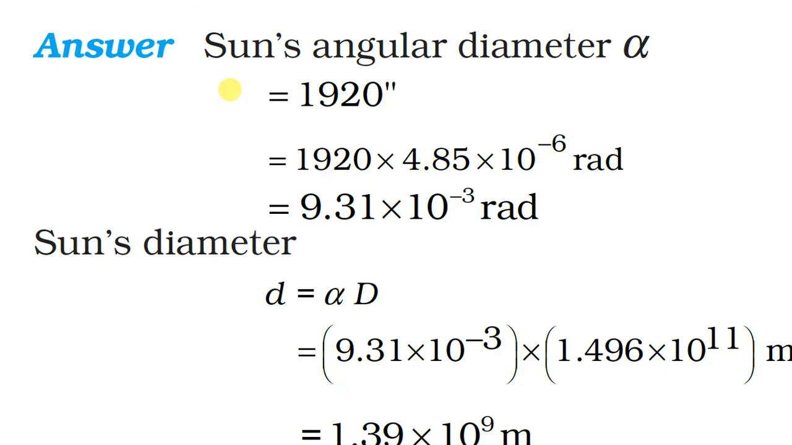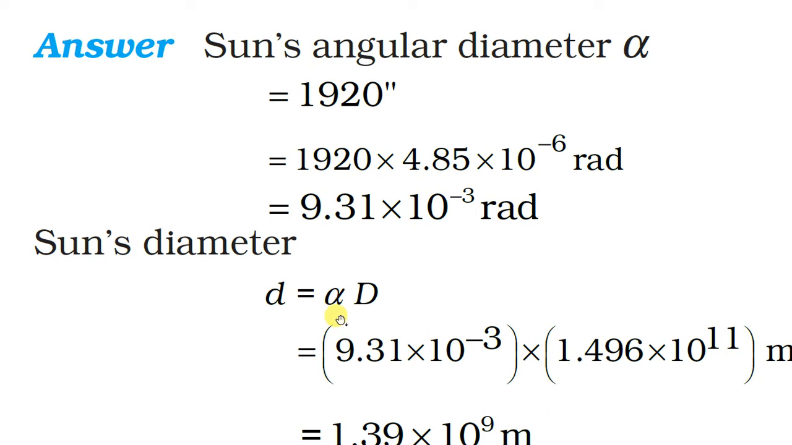The sun's angular diameter alpha is equal to 1920 seconds. Multiplying 1920 seconds by 4.85 × 10^-6, the value of 1 second in radians, we get 9.31 × 10^-3 radian. Now we need to determine the sun's diameter.